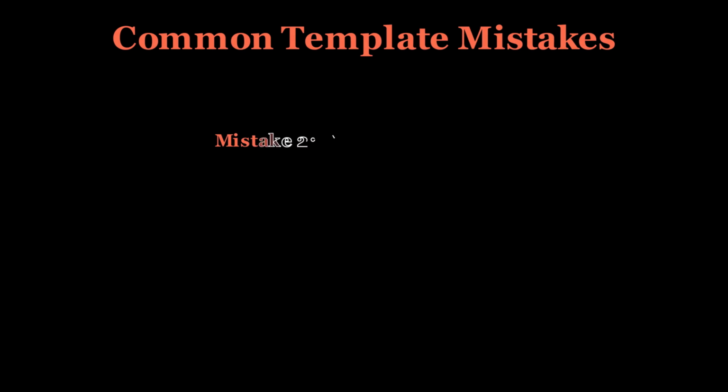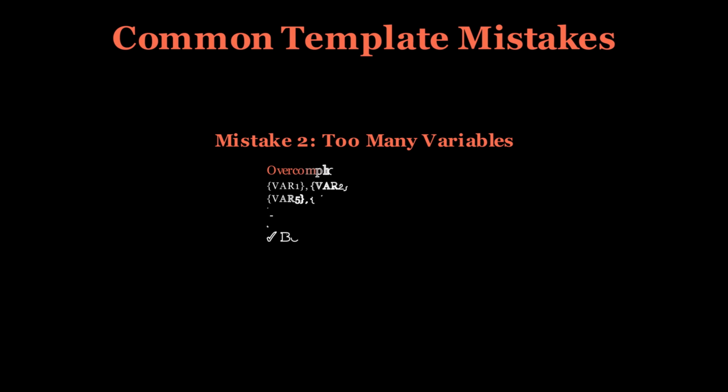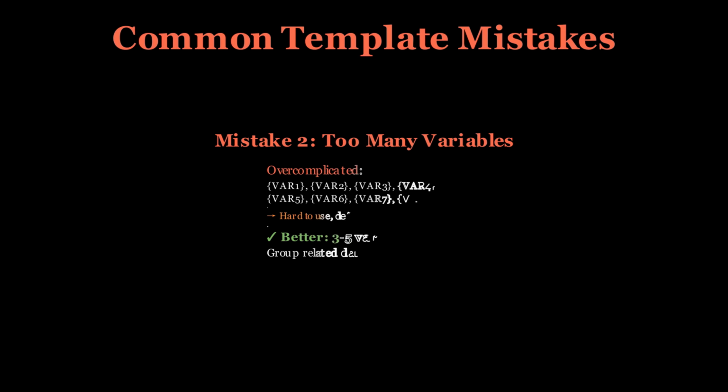Mistake 2. Too many variables. If your template has 8, 10, 12 variables, it's overcomplicated and hard to use. It defeats the purpose. Better, 3 to 5 variables maximum. Group related data into single variables when possible.